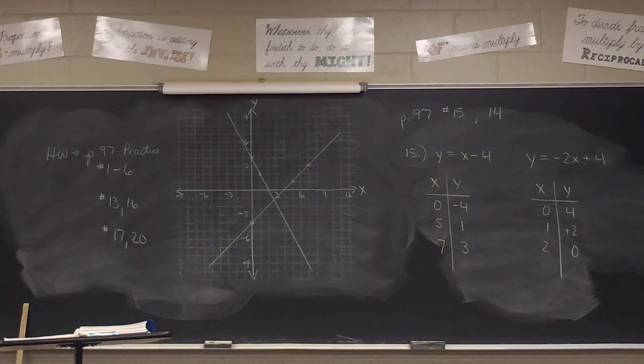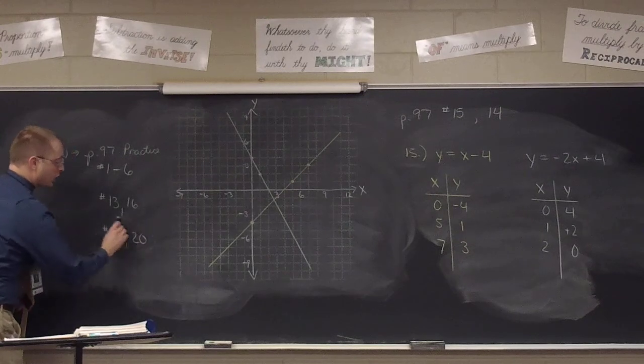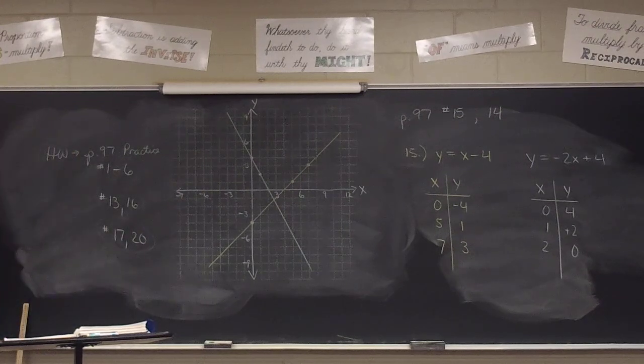All right, your homework for this evening, page 97. Now I want you to notice how I wrote this up. Numbers 1 through 6, numbers 13 and 16, numbers 17 and 20. The reason I wrote it this way is we're going to have 3 different Cartesian planes on your paper. 1 through 6 are all going to have the same Cartesian plane. 13 and 16 are going to share the same Cartesian plane. 17 and 20 are going to share the same Cartesian plane. Does that make sense?